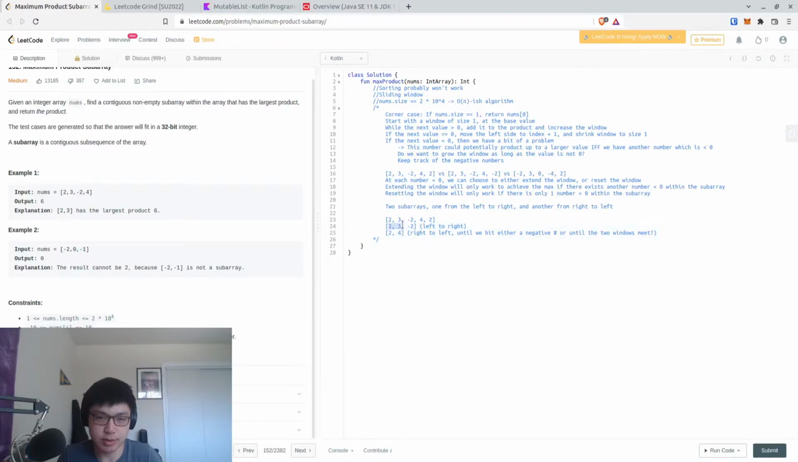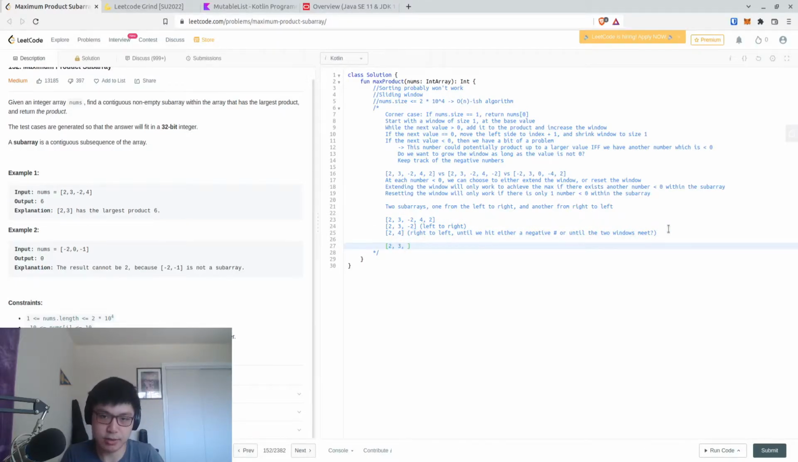So we have 2 times 3, that's 6, times negative 2, that's negative 12. Then we start the right to left, which goes 2, and then 4, which is 8, which is larger than 6. But now once we hit 4, the next value is negative 2, which overlaps with the right side window. And then we end there. And we return 8. That seems to work.